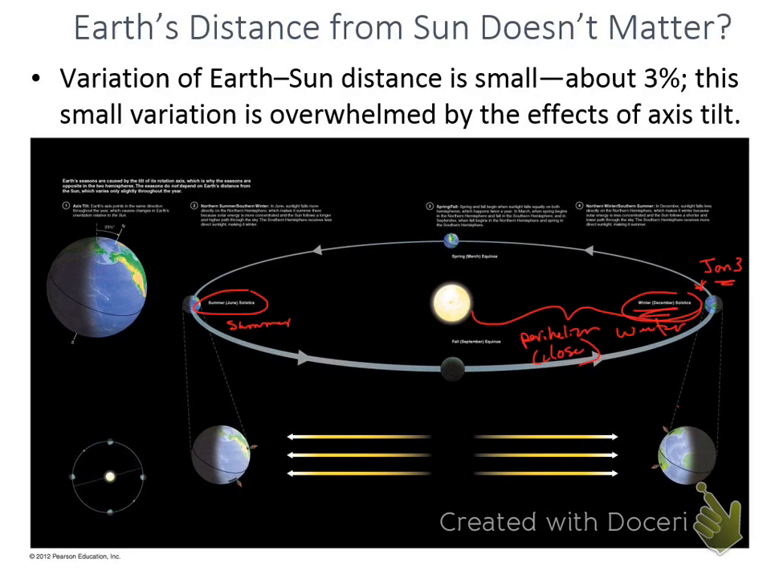So let me add one more term over here. There in July 3rd or so, we are actually in what we call aphelion. We are farthest from the sun. Okay? All right.